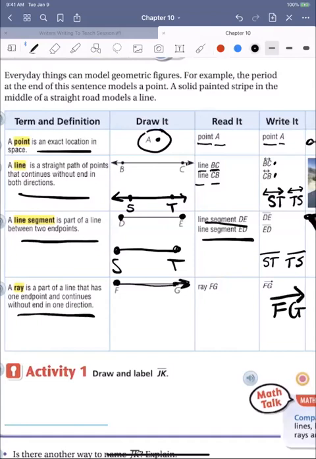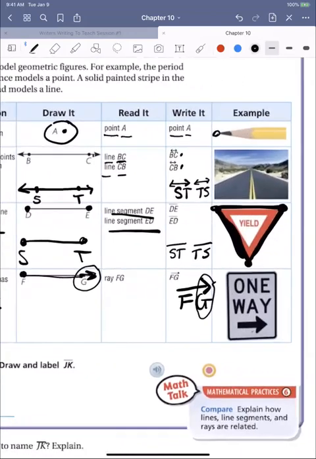This is what's important: as you can see in my picture, the arrow is by the G. So when you write it, make sure the arrow is by that same letter, because if I wrote it the opposite way with the arrow going towards the F, it would not make sense. We think of rays, for example, on the one-way sign, if you've ever seen these on the road. It has its endpoint, and then it has its arrow that keeps going.